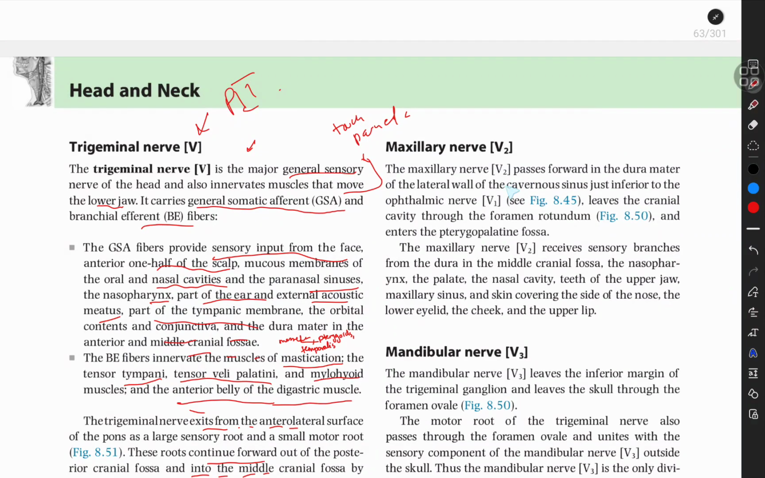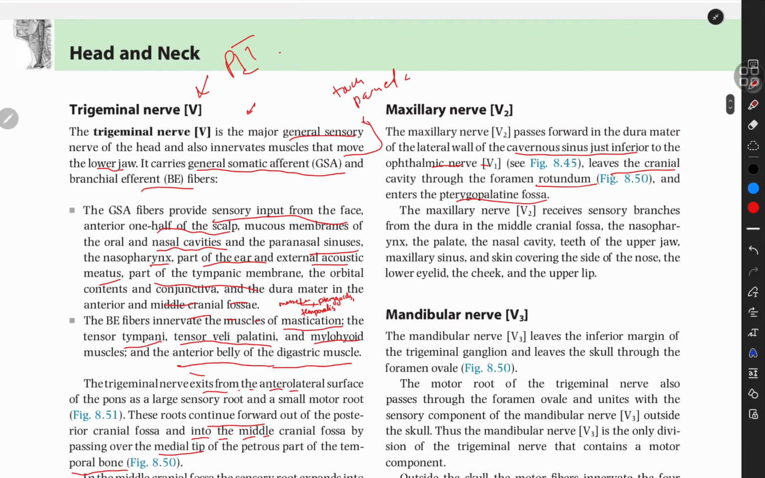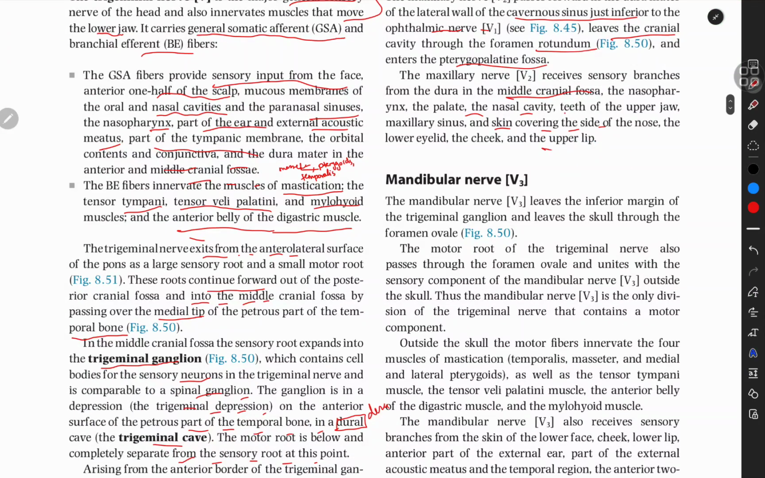The maxillary nerve passes forward in the dura mater and the lateral wall of the cavernous sinus, just inferior to the ophthalmic nerve, leaves through the foramen rotundum, yes, and enters the pterygopalatine fossa. Okay. The maxillary nerve receives sensory branches from the dura in the middle cranial fossa, the nasopharynx, the palate, nasal cavity, teeth of the upper jaw, maxillary sinus, and skin covering the side of the nose, the lower eyelid, cheek, and the upper lip.